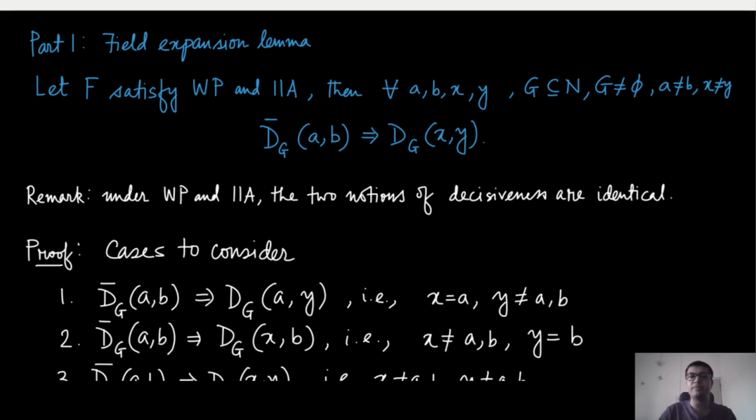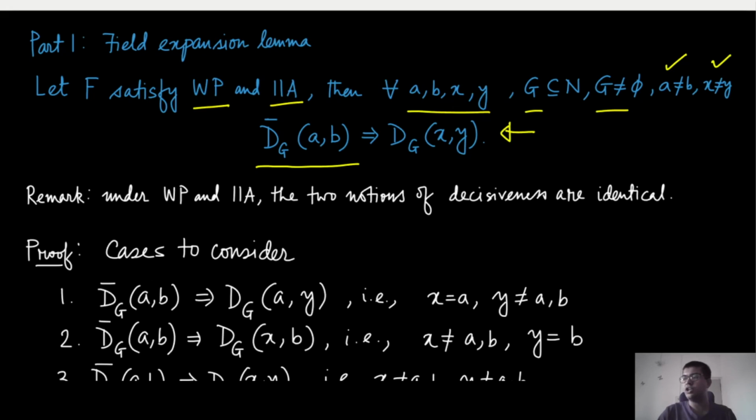So first is the field expansion lemma. To make it more formal, let us write it in the following way. Suppose we have a social welfare function which satisfies weak Pareto and IIA properties. Then you pick any 4 alternatives, A, B, X and Y, and a group G which is a non-empty subset of N, and A is not equal to B and X is not equal to Y. If G is almost decisive over A comma B, then it implies that it is going to be decisive over X comma Y. So this is a very strong implication.